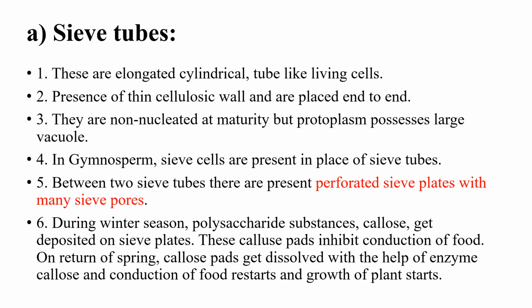Then sieve tubes, these are elongated cylindrical tube-like living cells with thin cellulosic walls and are placed end to end. They are non-nucleated, that means they lack a nucleus at maturity. But the protoplasm possesses a large vacuole. In gymnosperms, sieve cells are present in place of sieve tubes. Between two sieve tubes, there is a perforated sieve plate. So perforated sieve plates, that means many pores are present.